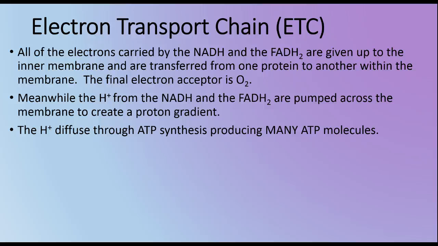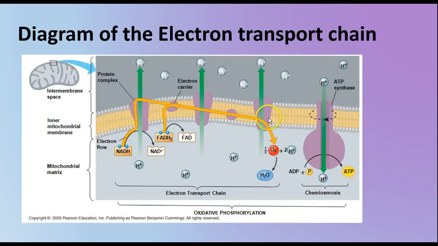The hydrogen ions that NADH and FADH2 are carrying are going to be pumped across the membrane, and this is going to generate enough energy to turn ADP into ATP. As I said, 32 of them.